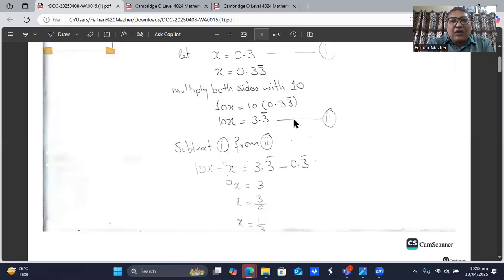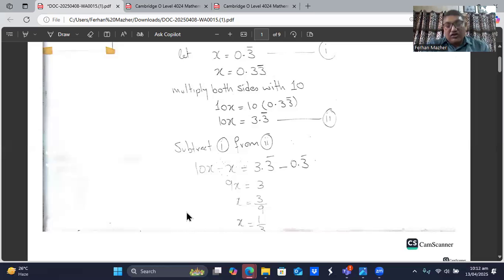Then from this second equation, I will subtract the first equation. So 10x minus x equals 3.3 bar minus 0.3 bar. When you subtract them, you are left only with the 3. 10x minus x is 9x. Take the 9 to the other side, so x equals 3 by 9, so x equals 1 by 3. This has been converted into a simple fraction.